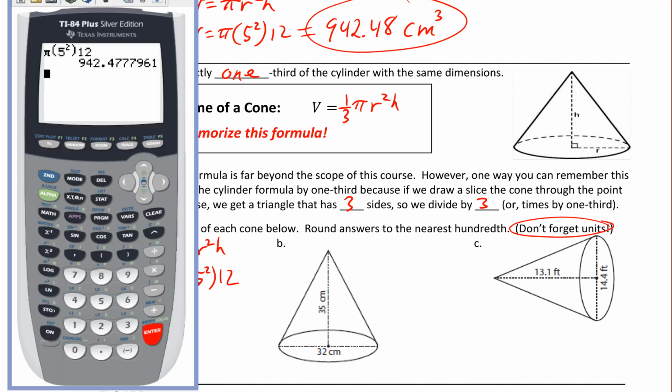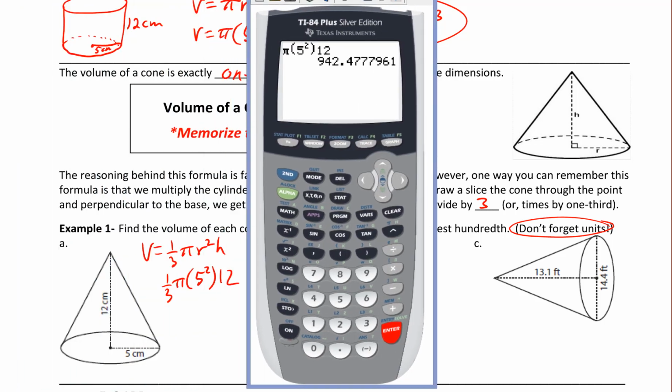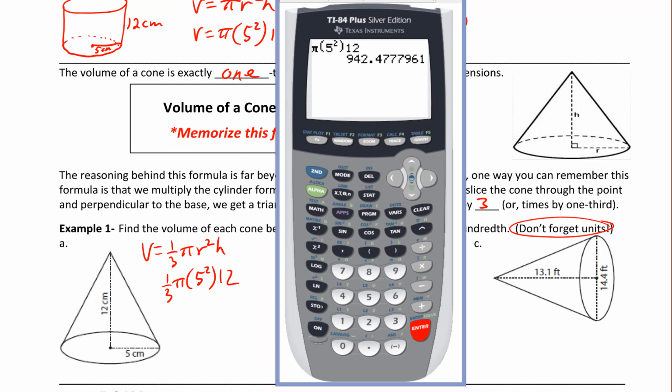And let's plug this into the calculator. And you'll notice that all I have to do with this one is I just need to put a 1/3 in front there. So I'm going to do 1 divided by 3. And then we're going to multiply by pi. And then we're going to multiply that 5 squared. And then we're going to multiply by that 12. So we're going to hit enter, and notice that this looks like it's about 1/3 of that. So 900, or 1/3 of 900 would be about 300. So that looks like it's pretty good.